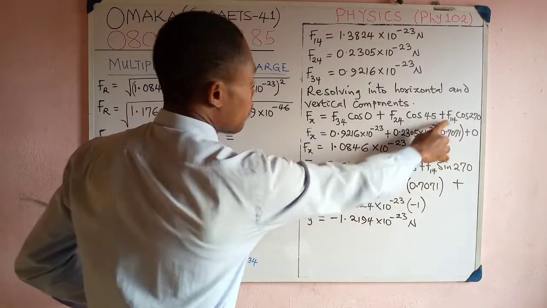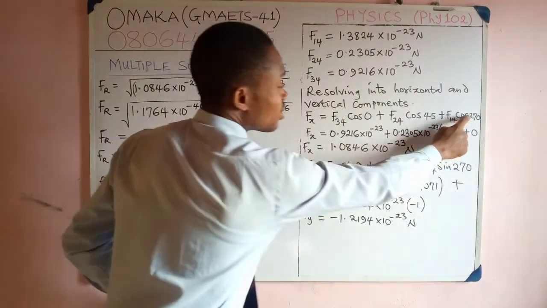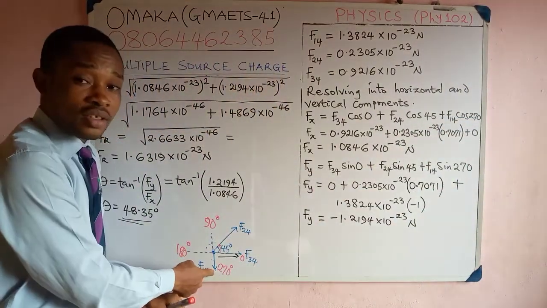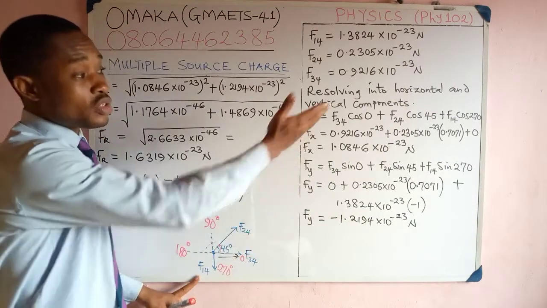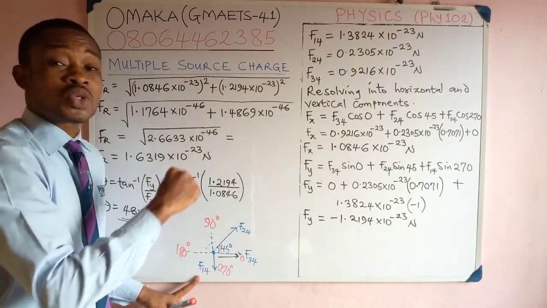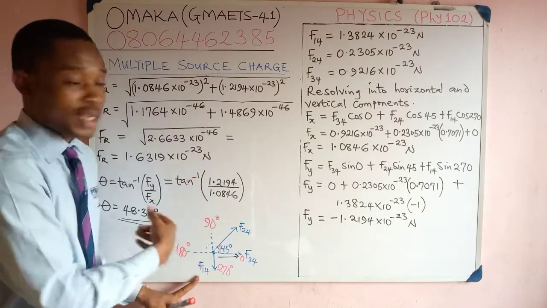You see that? Then plus, you come here, F14. You see this one that I even wrote here is not necessary. F14 cos 270. This is purely vertical. It does not have a horizontal component. But I just have to indicate it so you will see the full calculation. If you punch cos 270, you get 0. So the horizontal component for this does not exist.